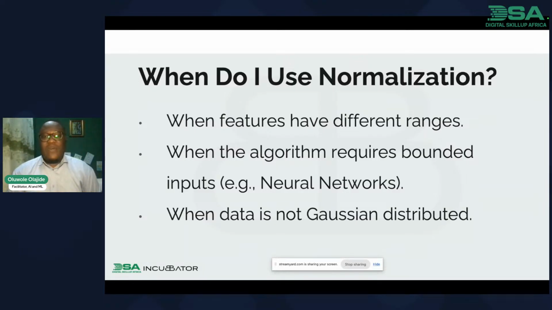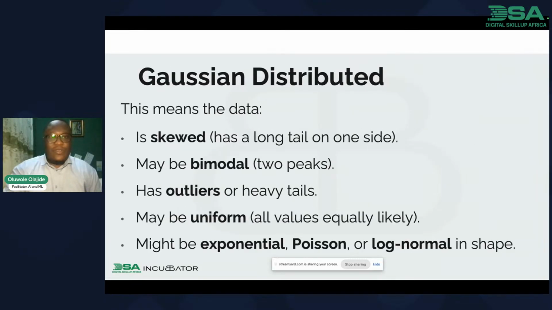Then, when the algorithm requires bounded inputs, yes, we are working with neural networks. Very soon we'll get to that when we talk more about neural networks, your CNN, convolutional neural networks, and deep learning. Now we're still talking about machine learning, so when we move into AI, you need to see things like that. But also when your data is not Gaussian distributed.